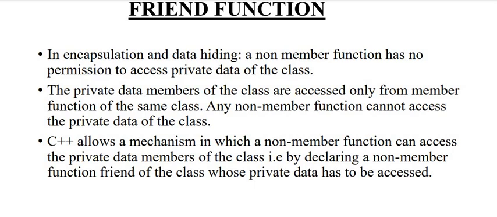So what is friend function in C++? As you know, we have private. The private data of any particular class cannot be used outside the class. Anything public can be accessed even outside the class. The private data can be accessed within the member functions of the class.